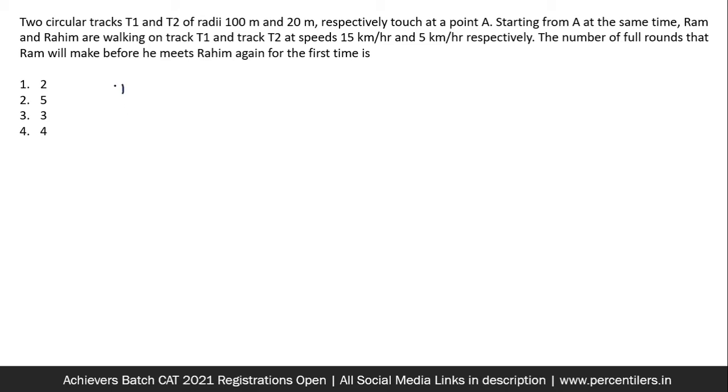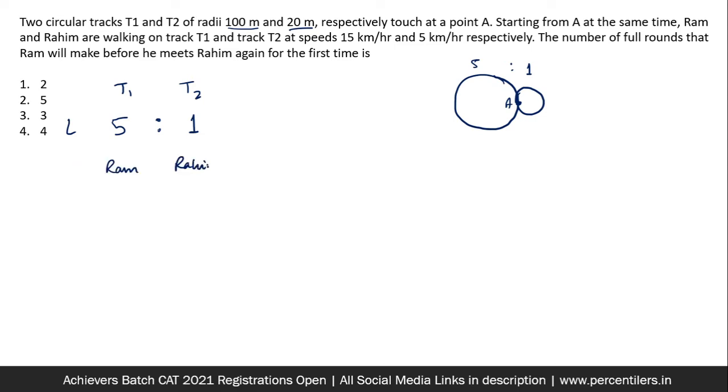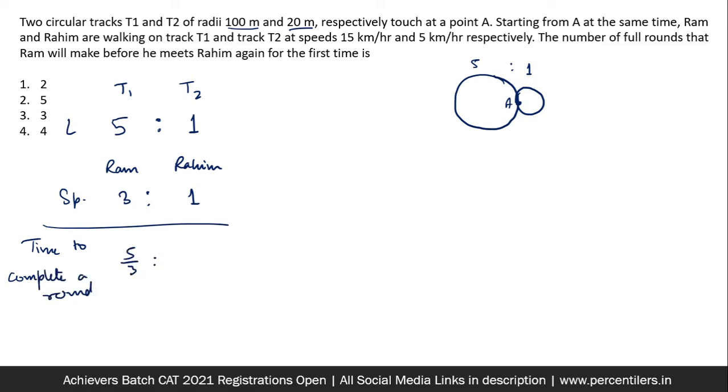So tracks T1 and T2. The lengths of the tracks are in the ratio 5:1. As you can see, the radii are 120, they are 5:1 in the ratio. So their circumferences would also be 5:1 in the ratio. This is roughly a picture that you can see. This is point A. So 5:1, the ratio of lengths. Speed ratio, Ram and Rahim, on the respective tracks T1 and T2, the ratio of speeds is 3:1. So the ratio of time taken to complete a round is going to be 5/3:1.